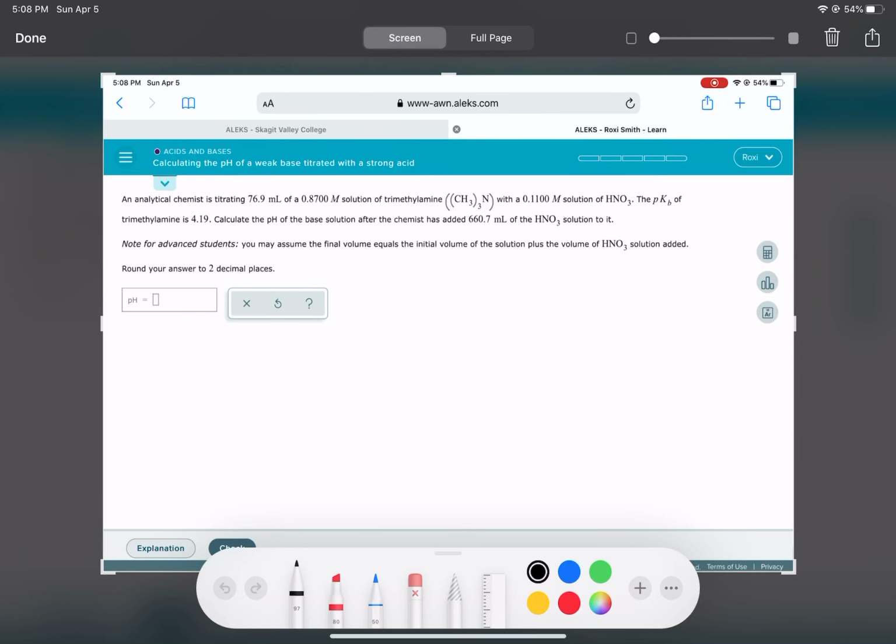We're going to start with our balanced equation, CH3N, that's our weak base, with our strong acid, HNO3. And we need to write a balanced equation. Because CH3N is a base, it's going to take a hydrogen from the acid. So it's going to become CH3NH+, because it took that hydrogen, and our other product is going to be NO3-.